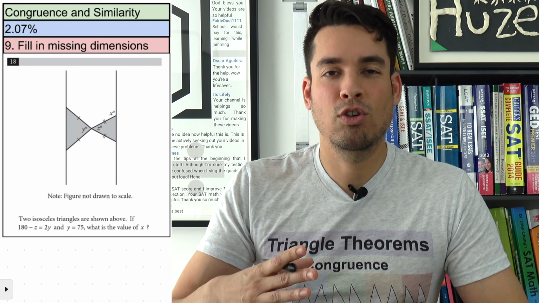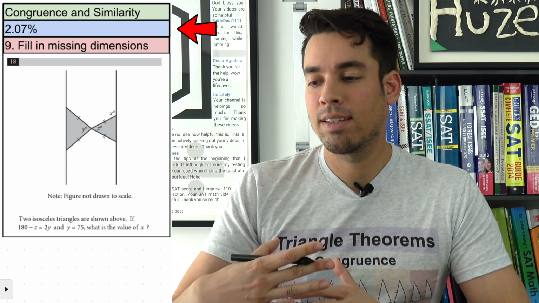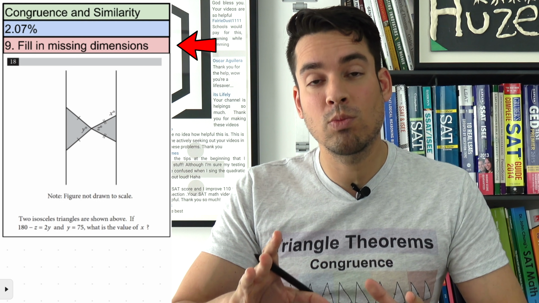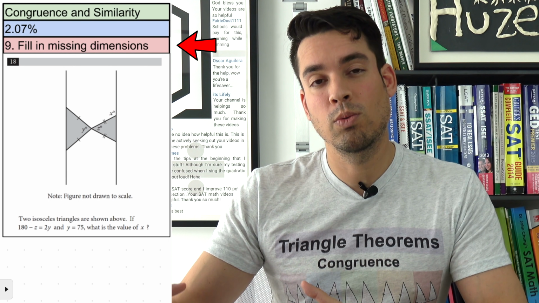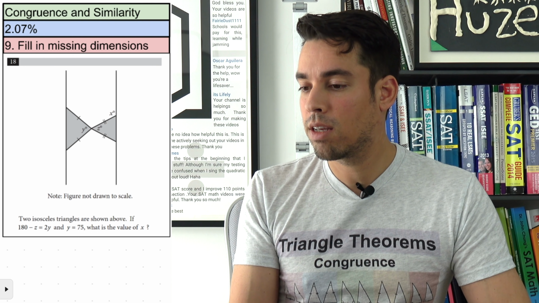Next on the list is congruence and similarity, which makes up 2.07%. And the strategy here is fill in missing dimensions. With these geometry problems, you want to recognize it's just a big puzzle, and you have to put the pieces into place to figure out what's missing, to figure out the answer. So I'm going to do that methodically, step by step.